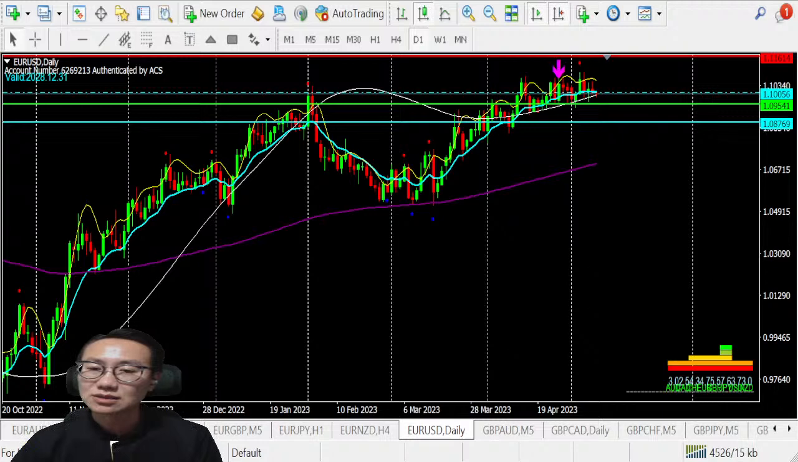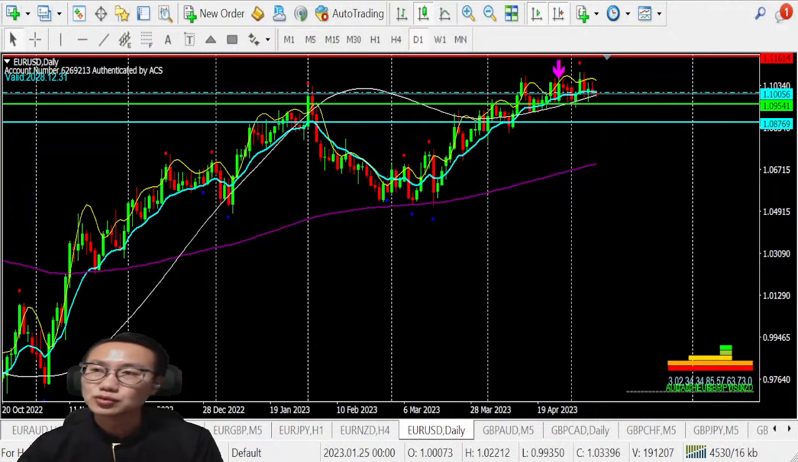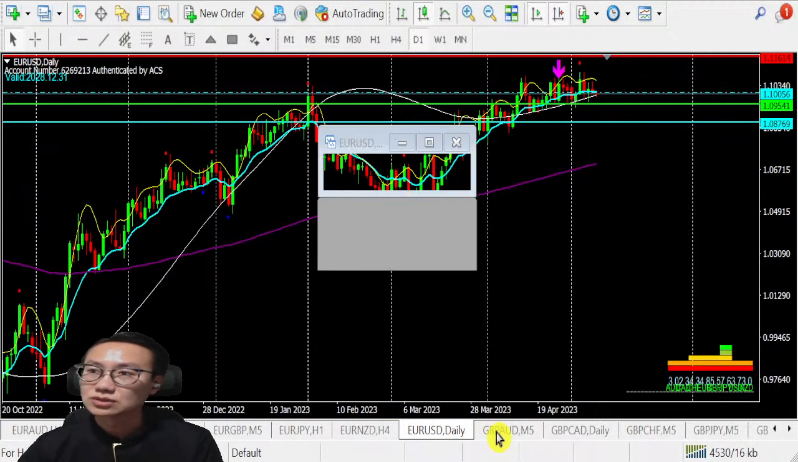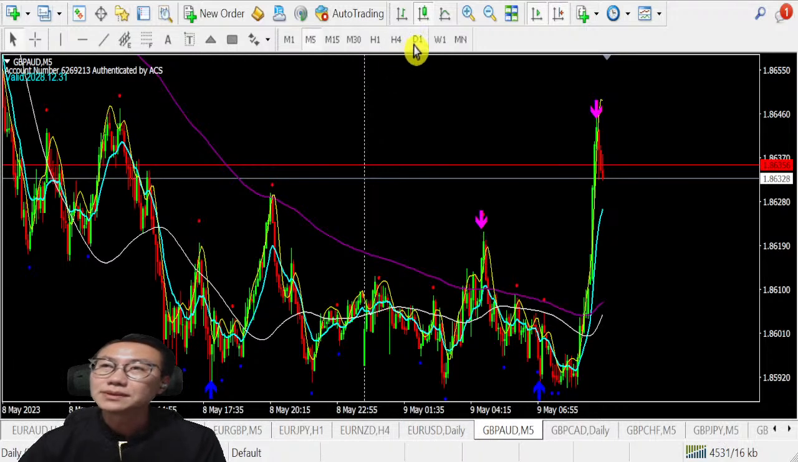This is a pullback, so it's actually a retracement from the bull. We have to be careful if we are going to sell this euro dollar. If not, then it's okay. I think we may give it a miss first today. I'm not going to put euro dollar into my watch list today, so let's watch tomorrow and see how it goes.